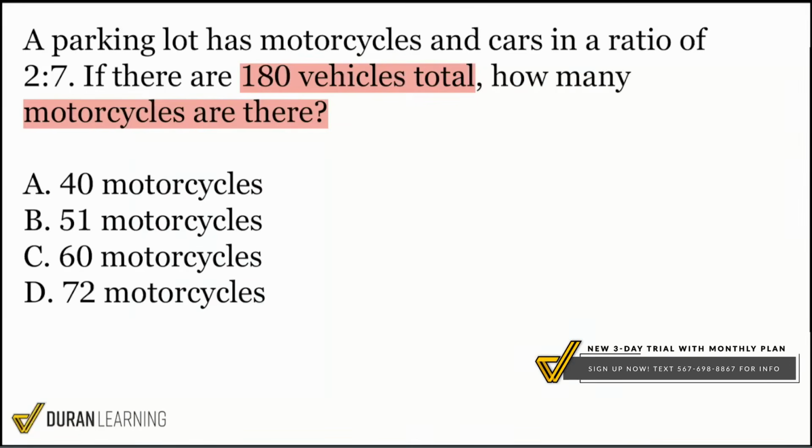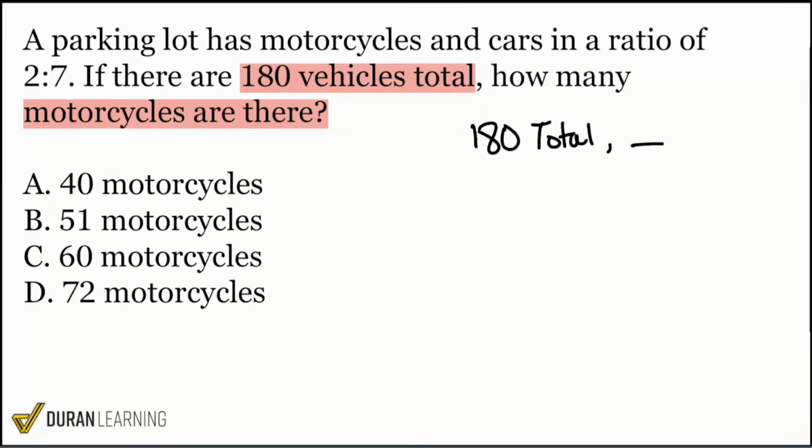So let me write this down here. We have 180 total. And we are looking for the number of motorcycles. I'll just use the letters MC for motorcycle if that's okay with you. And then if you take a look at the first sentence, this is where everyone gets confused if you got it wrong. A parking lot has motorcycles and cars in a ratio of 2:7.